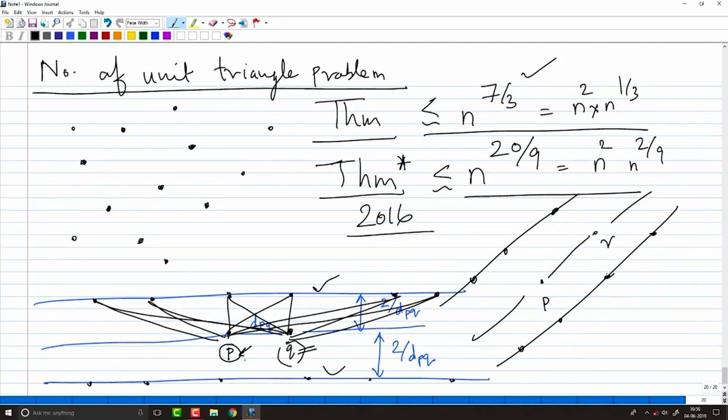N minus 1 choices I have. Each of them will give me at most 2 lines. So, if I fix P, how many such lines will I generate? At most 2n minus 2 lines. Right, and I want to know the number of incidences between these 2n minus 2 lines and the rest of the points. How many will it be?